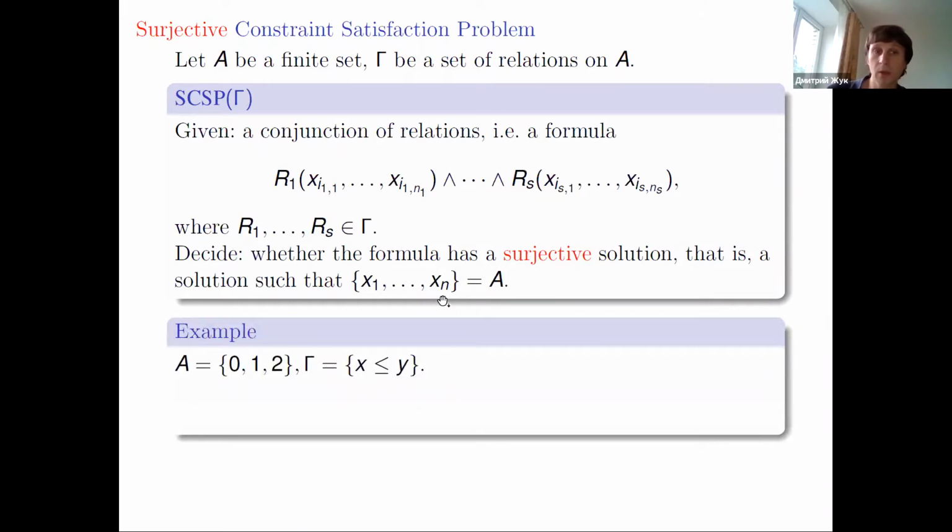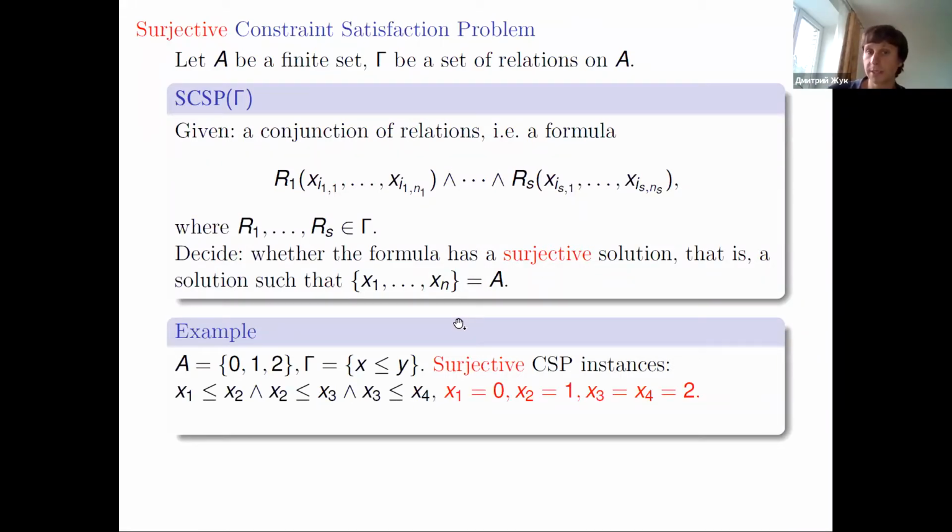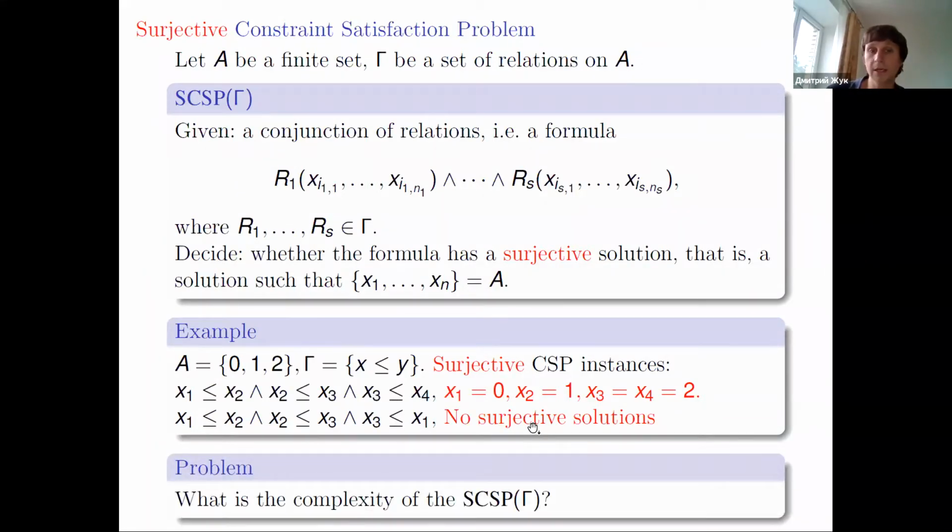Example, if we are on a 3-element domain and we have just one predicate x less than or equal to y, then for example, this instance has a surjective solution, for example, like this, 0, 1, 2, 2. Definitely it's a surjective solution because 0 and 1 and 2 appear in the solution. But for example, this instance has a solution, for example, 0, 0, 0. But this instance doesn't have a surjective solution because all the variables should be equal. So no surjective solutions. And so the main question I'm asking today is what is the complexity of the surjective constraint satisfaction problem?